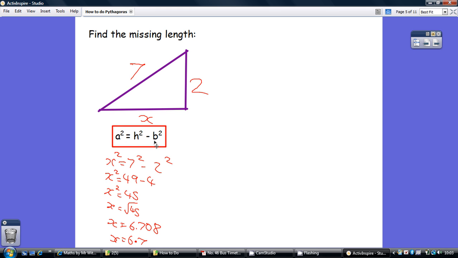So a squared equals h squared minus b squared. So x squared equals the hypotenuse squared, 7 squared, minus the shorter side squared, 2 squared. 7 7s are 49, 2 2s are 4. Take them away, that's 45. And again, to undo a squaring, we square root. Square root of 45 is 6.708.